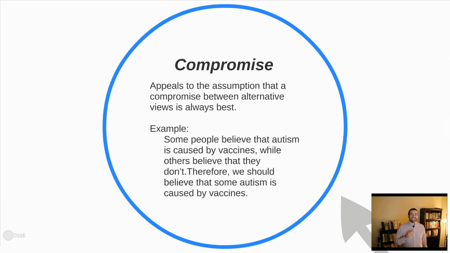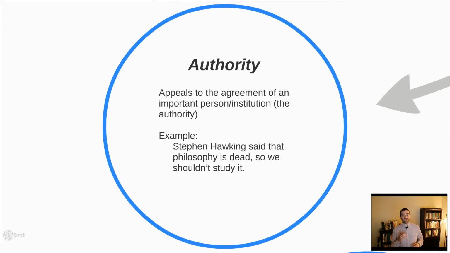So compromise is sometimes relevant, but often it is a misleading red herring. It isn't really all that relevant to our arguments. Our next fallacy is the appeal to authority. An appeal to authority fallacy appeals to the agreement of an important person or institution, an authority, on a subject matter to try to demonstrate the plausibility of a conclusion.